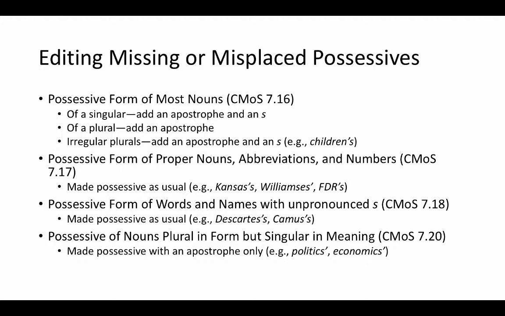For those nouns that are plural in the way that you spell them, but they actually just mean one thing, such as politics or economics, if you want to make it possessive, simply add the apostrophe.